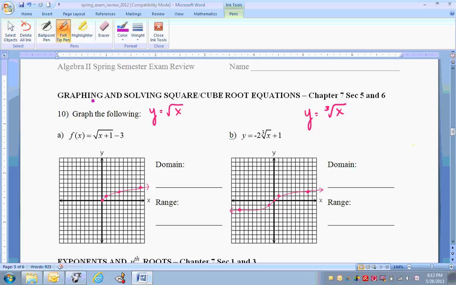And let's go ahead and now look at the transformations that need to be applied. Well, this plus 1 tells me I need to shift left 1. And the negative 3 out in the back tells me I need to go down 3. So I'm going to take each parent point of my graph and shift it left 1 and down 3.